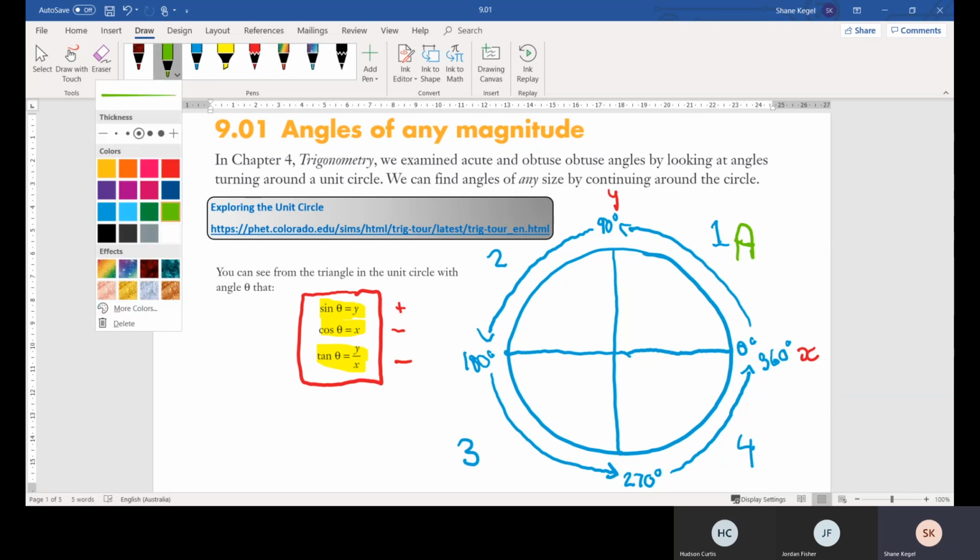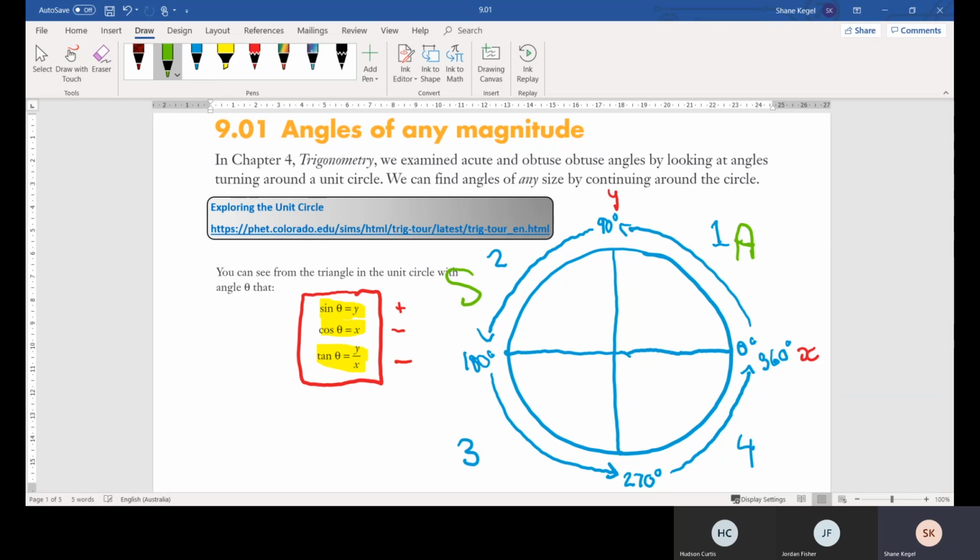To remember that, we just use the letter S in the second quadrant to say that sine is the only positive ratio in the second quadrant. We can work our way through. I won't go over the three ratios in each, but in the third quadrant, tan is the only positive, all stations to central. And in the fourth quadrant, cos is the only positive.